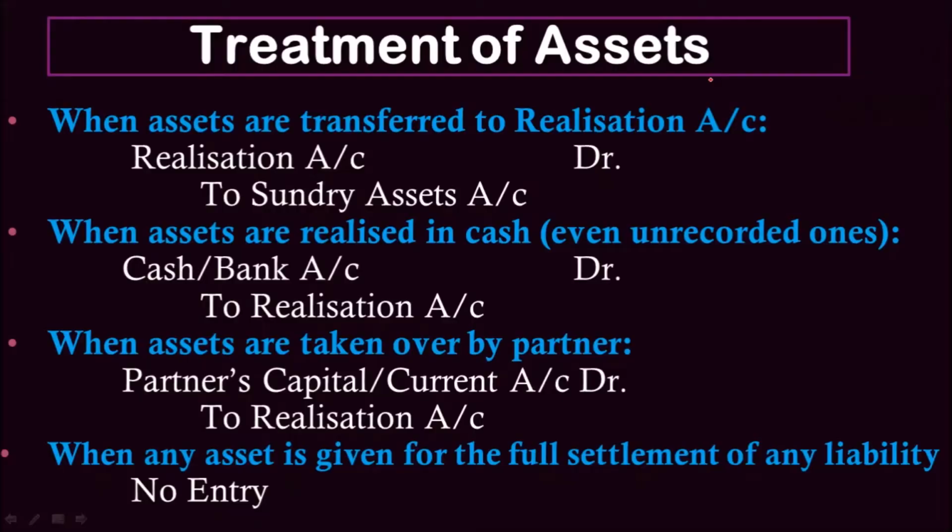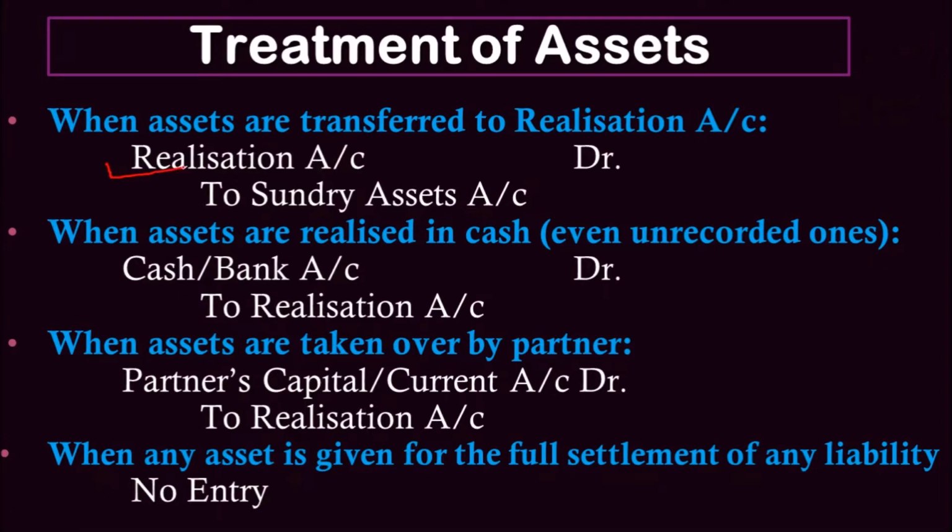So let's start. Friends, let's learn the journal entries. Very first, treatment of assets. When assets are transferred to realization account, like I explained to you, when the assets are dissolved into realization account, I just plotted a diagram a moment back. In that case, what entries are passed? For transferring the asset, not realizing. Be focused here.